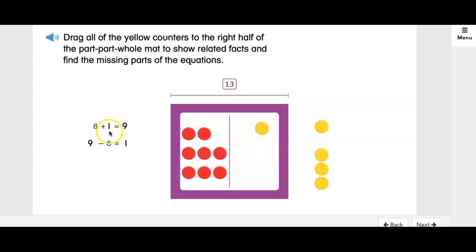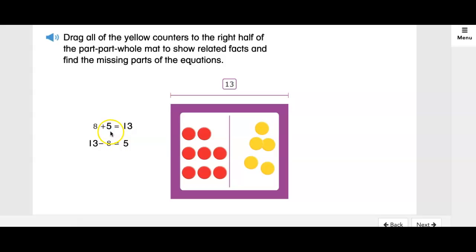Watch what happens to these equations when I move a yellow counter to this part. We added one yellow counter. 2. Notice how our sum changes. 3, 4, and 5. When I added these 5 counters, we now see that our missing part was 5.